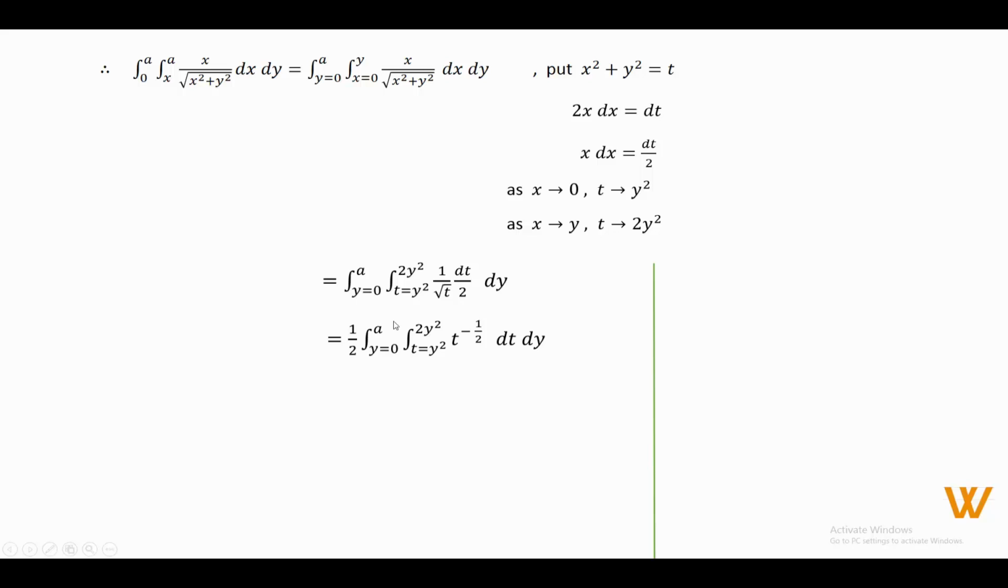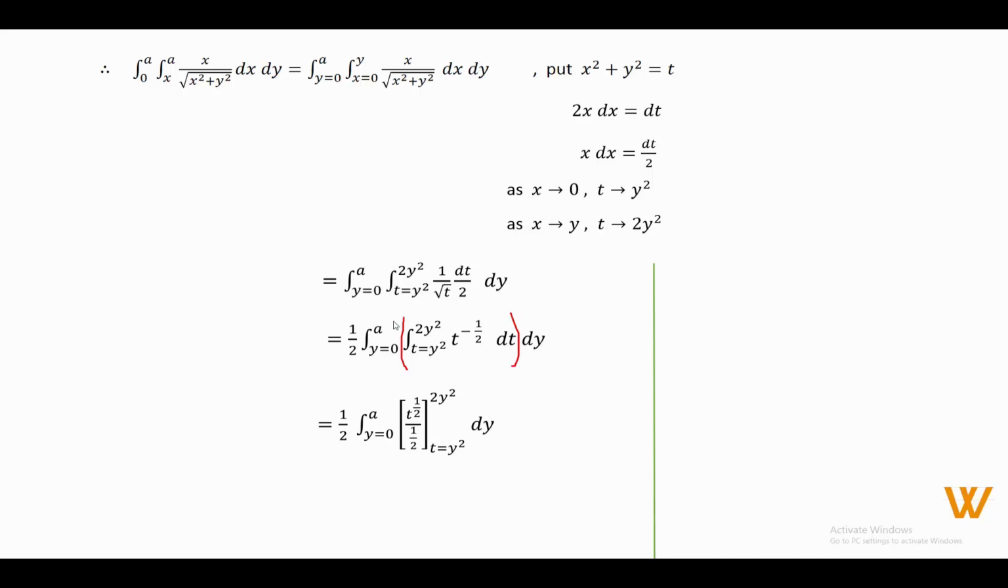Now 1 upon root t means 1 upon t raised to 1/2, and in the numerator this term becomes t raised to minus 1/2 dt into dy. Now evaluate this integration with respect to t. Therefore 1/2 integration y varies from 0 to a. Integration of t raised to minus 1/2 is t raised to minus 1/2 plus 1, which is t raised to 1/2 upon 1/2, t varies from y square to 2y square dy.